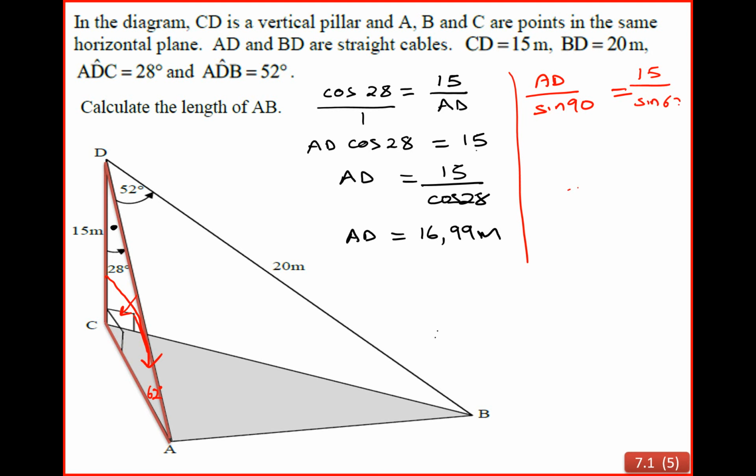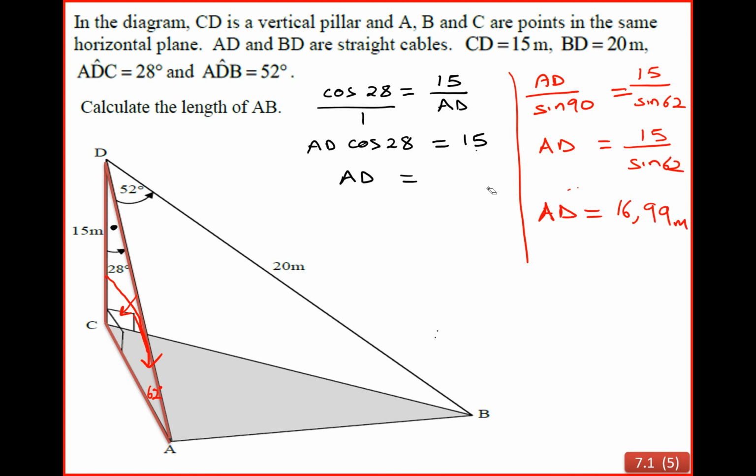over sine 62. Now we know sine 90 is 1, so AD over 1, which is AD, is equal to 15 over sine 62. And you can type that on your calculator. You'll get AD is equal to, once again, 16.99 meters. So there's your two ways to find AD. Okay, I'm just going to erase that.